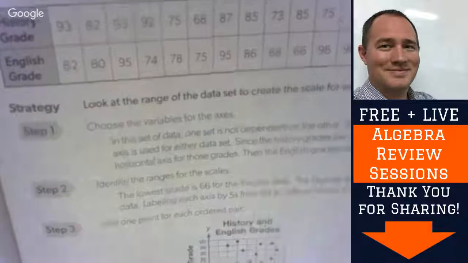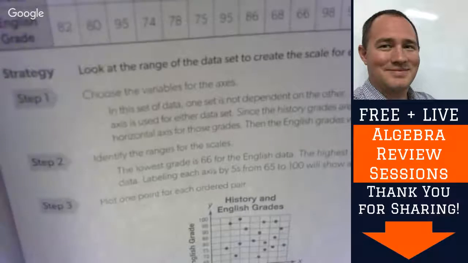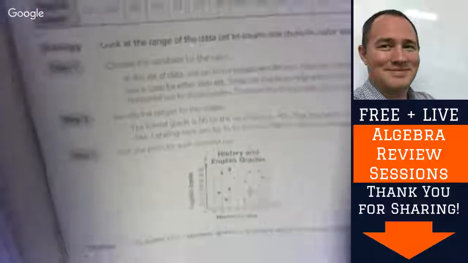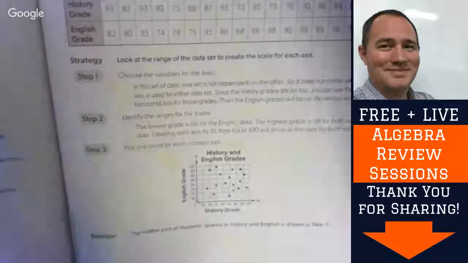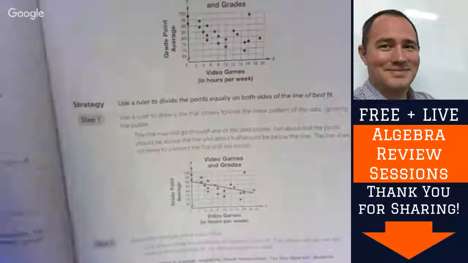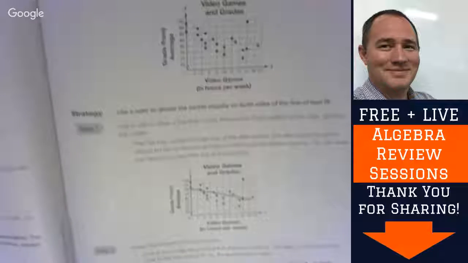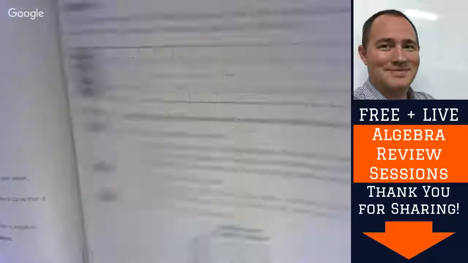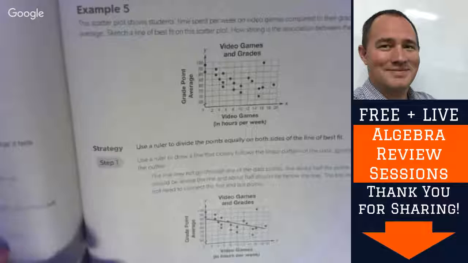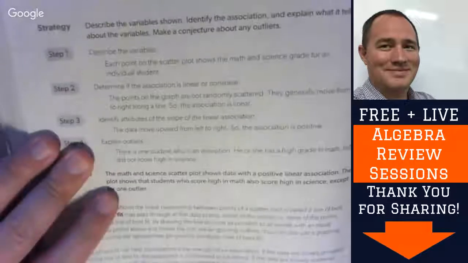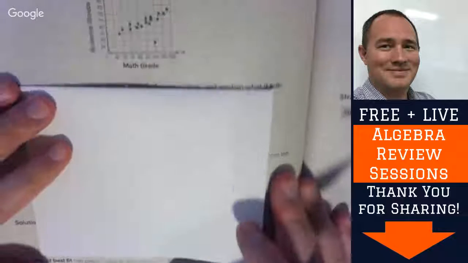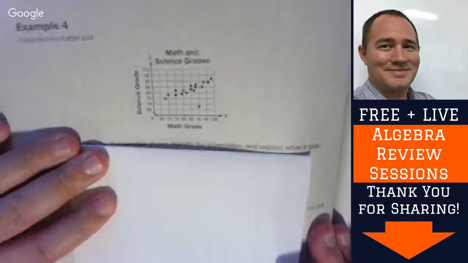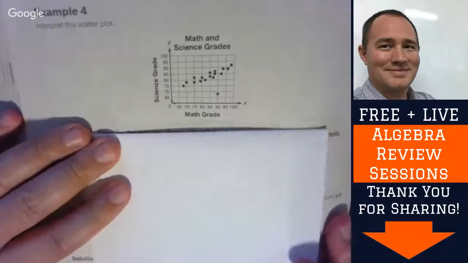But this is an example of there being, that's the plot we made, just like so. And there's really not a strong association. So let's interpret this example. So it's asking us to interpret this scatter plot.